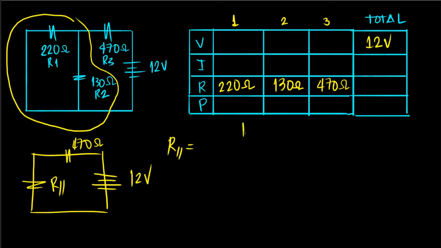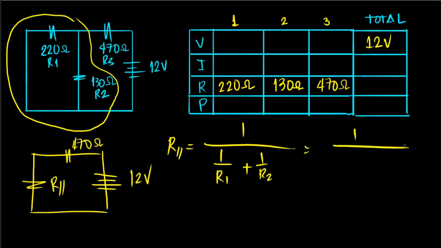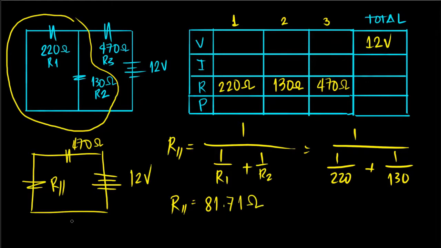i-reciprocal ko na siya nga daan. So 1 over R1 plus 1 over R2 or 1 over 220 plus 1 over 130. So good for us guys, our calculators are capable to do these operations. So 1 over 220 plus 1 over 130, that is going to be 81.71 ohms. Siya ni. So, this is 81.71 ohms.